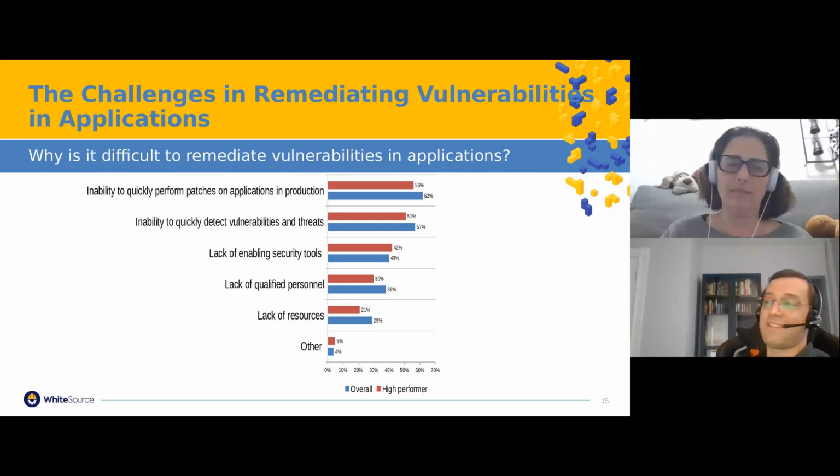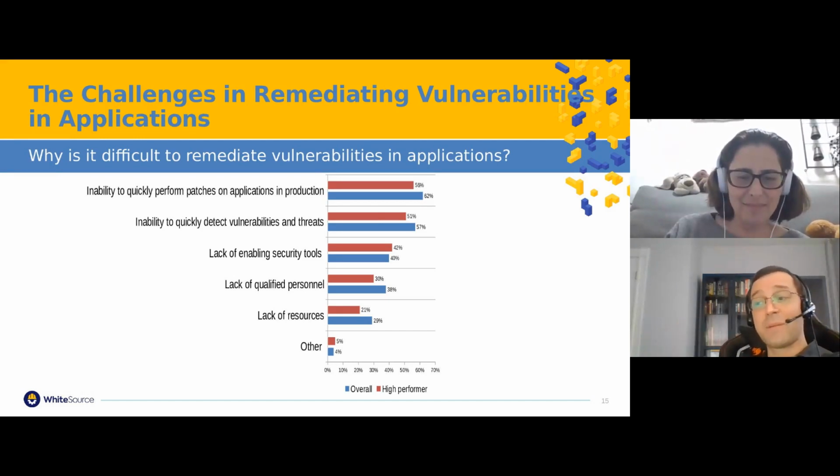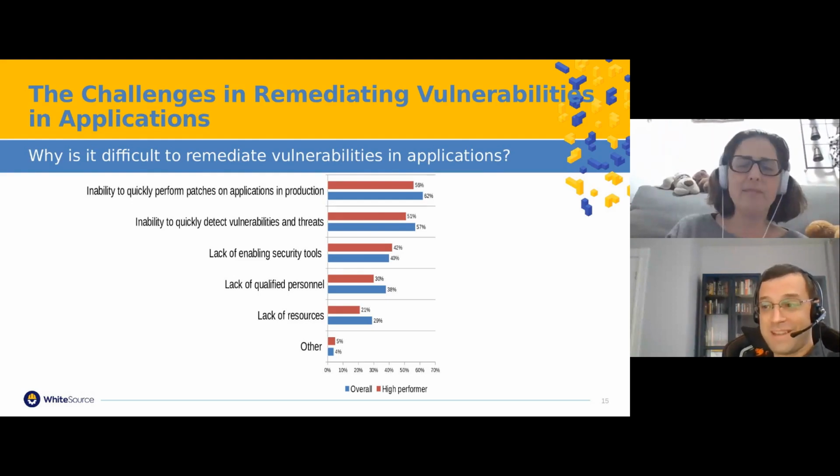I think there are some other interesting pieces in here. Personally, I like the lack of qualified personnel being higher overall than in high performers. Big shock. High-performing organizations do better at recruiting qualified people, because qualified people like to work at high-performing places. So I'm not too shocked at that difference, but I am 100% certain it's connected to lack of resources. You can't bring in the qualified people if you're not spending, basically.